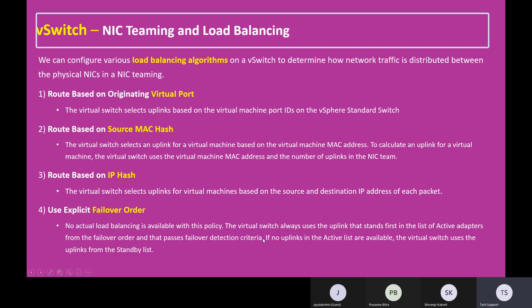If no uplinks in the active list are available, the virtual switch uses uplinks from the standby list. Even in the standby we can add uplinks. How we can add the NIC as a standby, I will show you in today's lab.